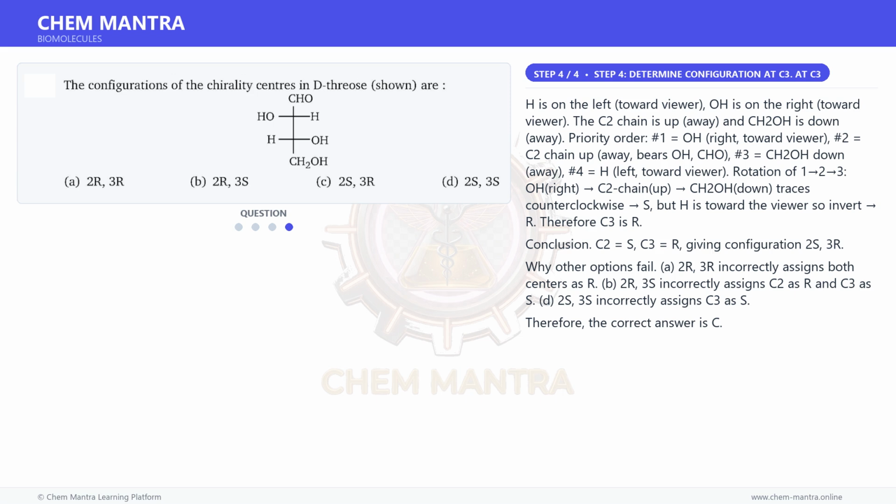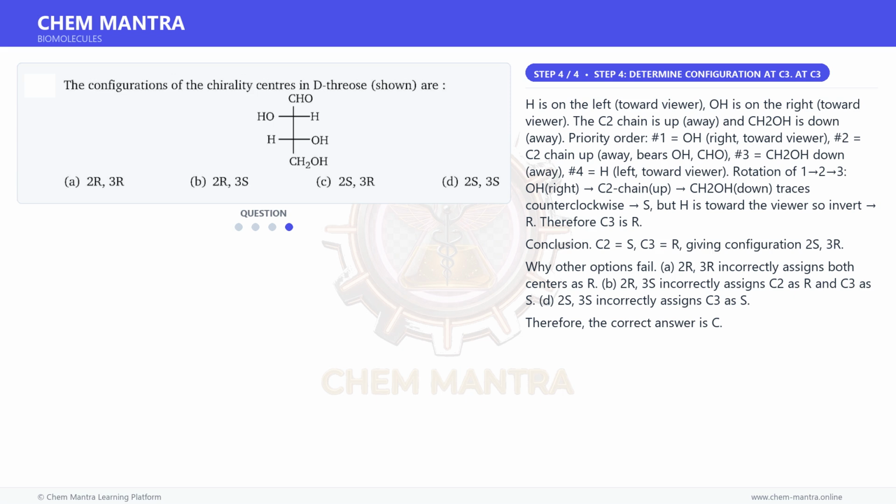Rotation of 1 to 3, O, right, C2 chain, up, CH2O, down, traces counterclockwise, S, but H is toward the viewer so invert to R. Therefore C3 is R. Conclusion: C2 is S, C3 is R, giving configuration 2S3R.